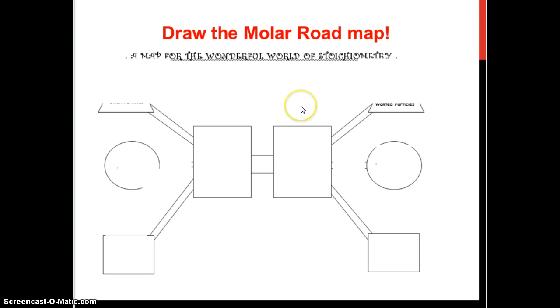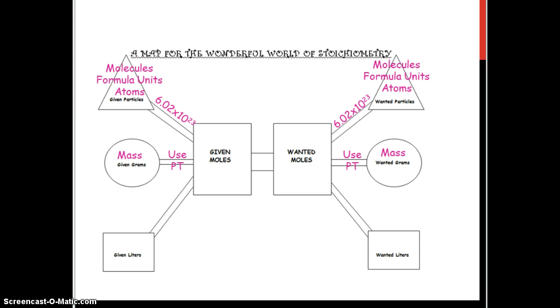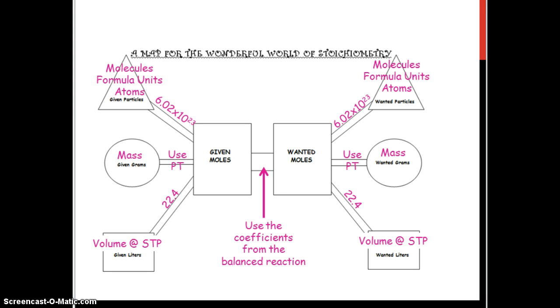Okay, you should have about wrapped up. I'm going to project what it should look like on the board. Okay, so here we are. Here's what the molar roadmap should look like. You have moles in the middle where you use the coefficients to convert back and forth. Why don't I give you just 30 seconds to look it over, and at the end of the 30 seconds, I want you to turn to your partner and tell them what you missed or what you forgot about.